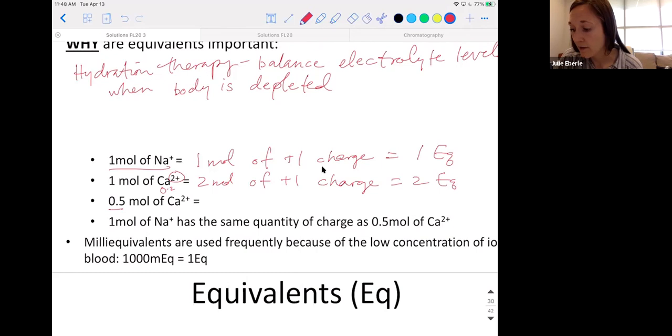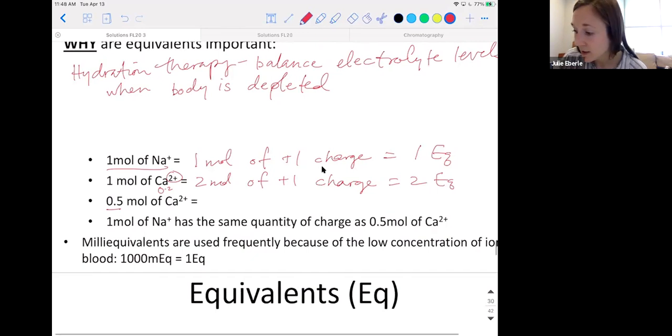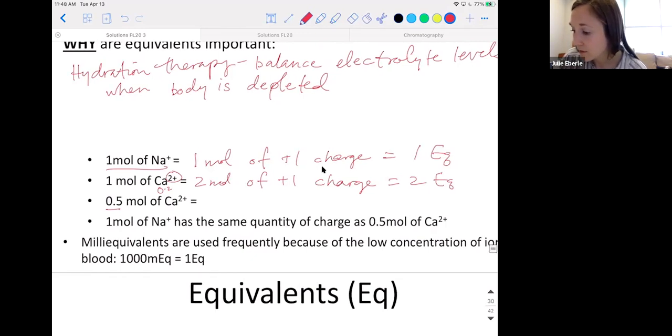So then if we have 0.5 mole of calcium, we have half the amount of calcium, same amount of charge on a calcium cation, but we have now only half a mole of it. So if 1 mole was 2 equivalents, half a mole should be how many equivalents? That means we would have 1 mole of +1 charge. And that brings us back down to 1 equivalent.